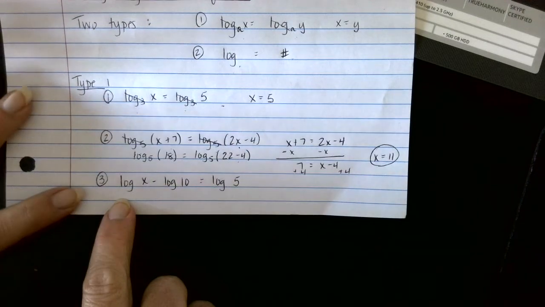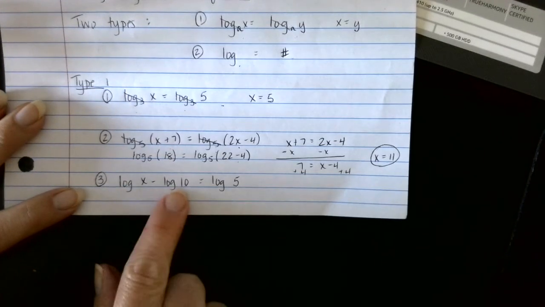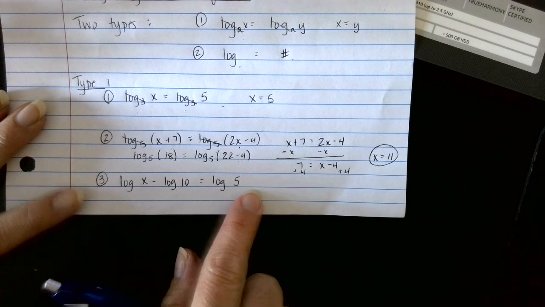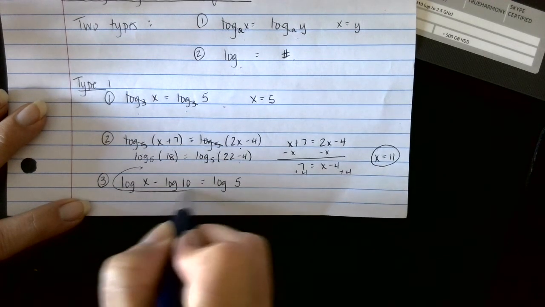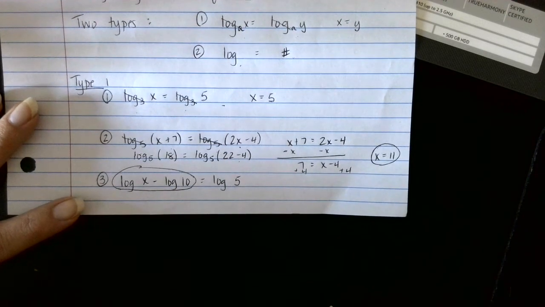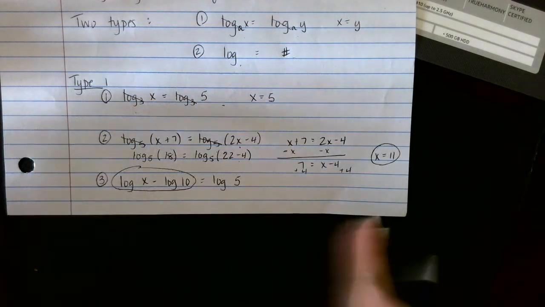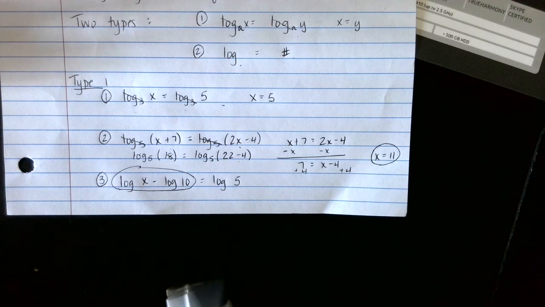For my third problem here, I have 2 logs on the left and 1 log on the right. I can't cross out 2 on the left and only 1 on the right. So I'm going to condense and make this one logarithm on the left. So if you have multiple logarithms on the same side of the equation, condense them like we did yesterday so that you have one log.